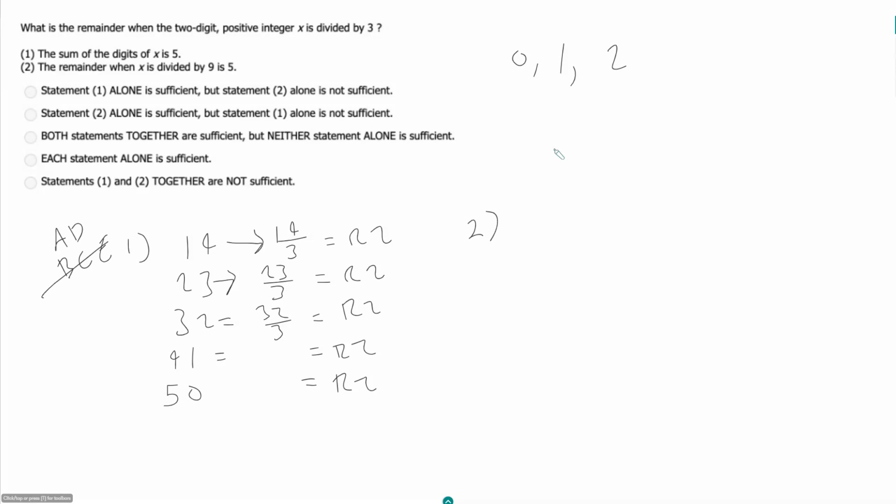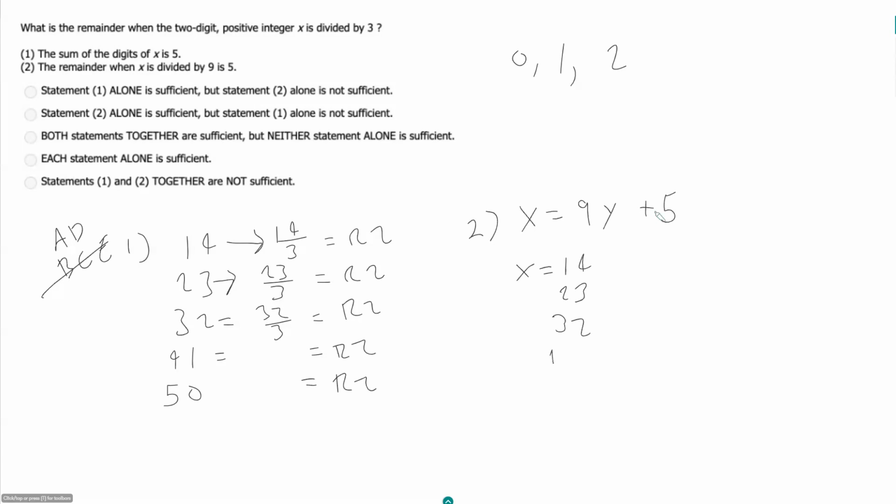Statement 2 says the remainder when x is divided by 9 is 5. So I can write that as x is equal to 9y plus 5, where y is just some positive integer multiplier. So if y is equal to 1, for example, x is equal to 14. If y is equal to 2, x is equal to 23. And then from there, it's going to go up by the same increment, which happens to be 9. So our list is going to be the same list as here.